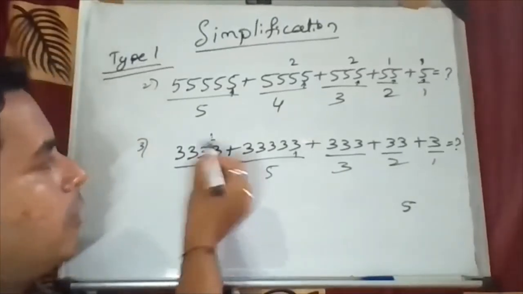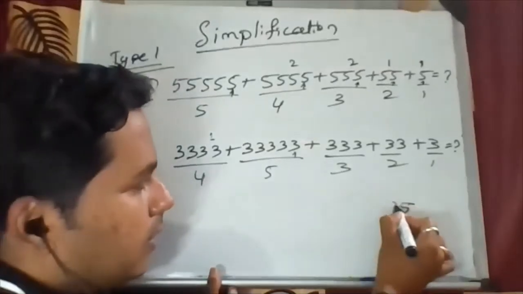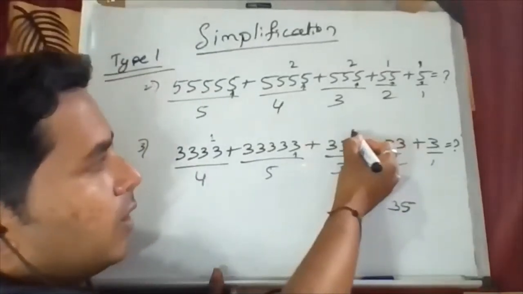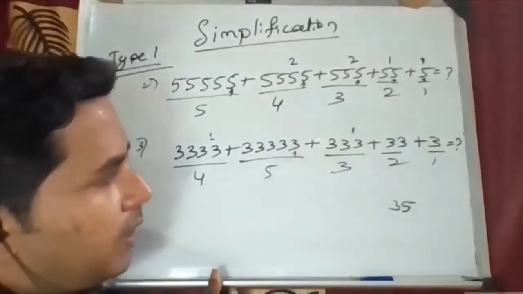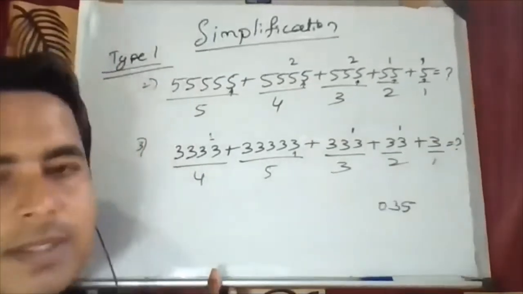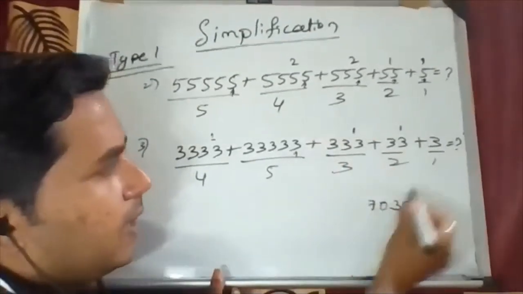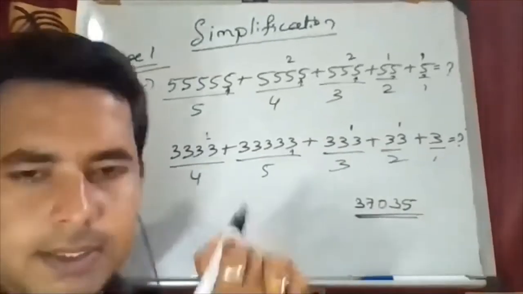Then 4 into 3 is 12. 12 plus 1 is 13. So here 3 and the carry comes to here. Okay, then 3 into 3 is 9. 9 plus 1, 10. So the carry goes to here. And 2 into 3 is 6. 6 plus 1, 7. And 1 into 3, 3. So this is your answer.